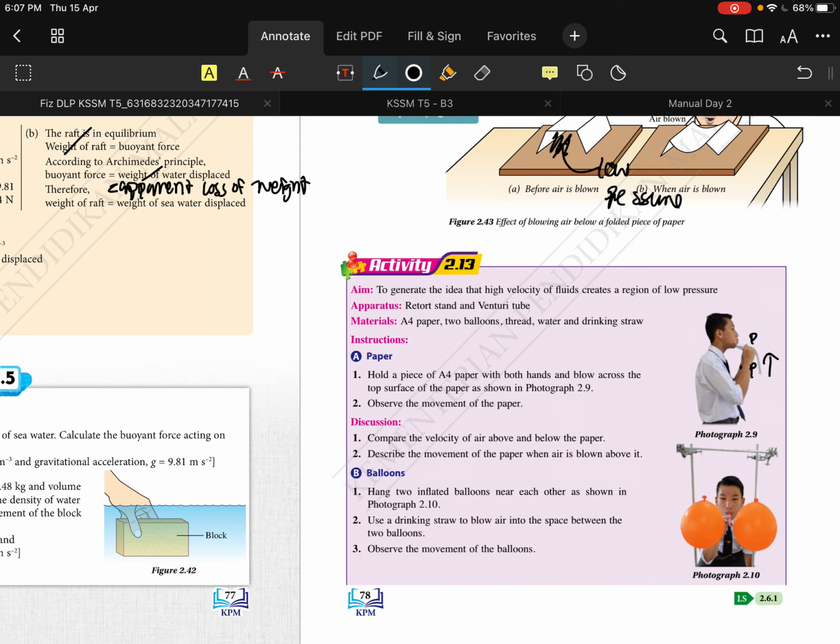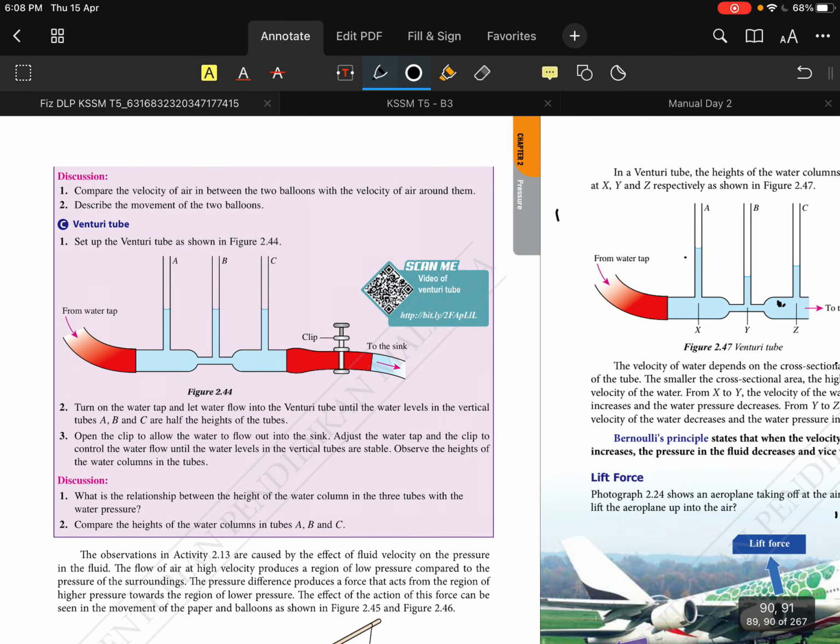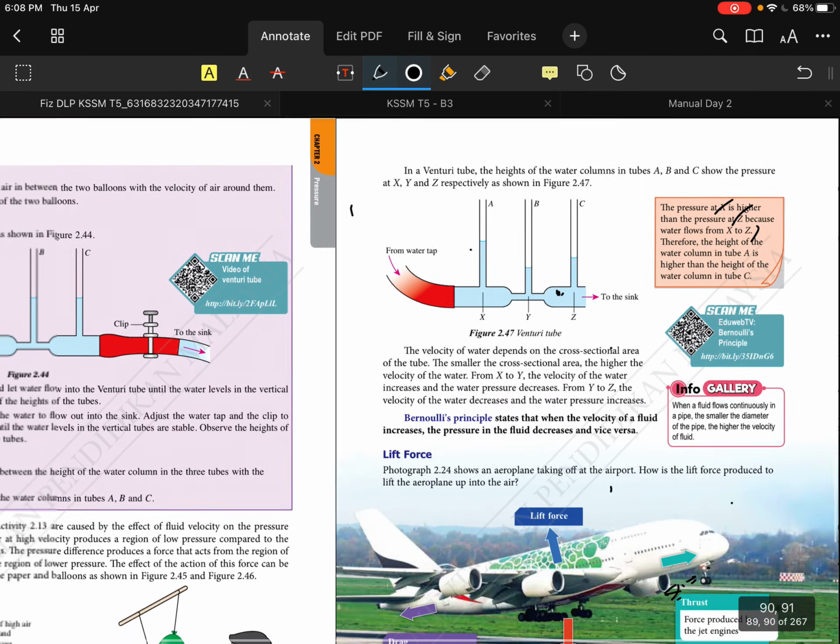And then for here, if you don't blow at the paper, you blow directly above the paper. When you blow directly above the paper, you will realize that the paper goes up slightly. That is because when you blow, it produces a region of low pressure here. Then the high pressure region will try and balance it out. So it will go upwards. The paper will go upwards.